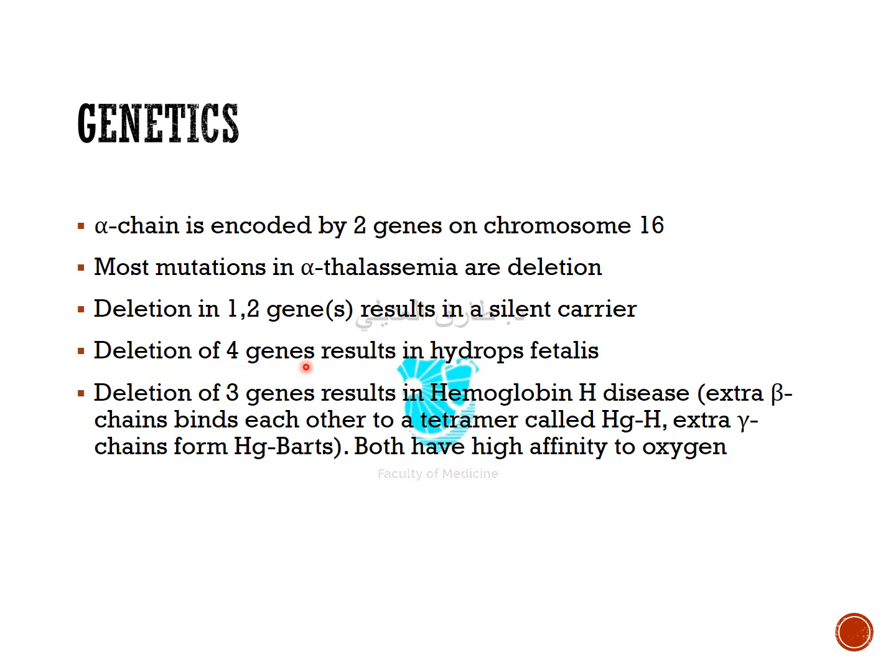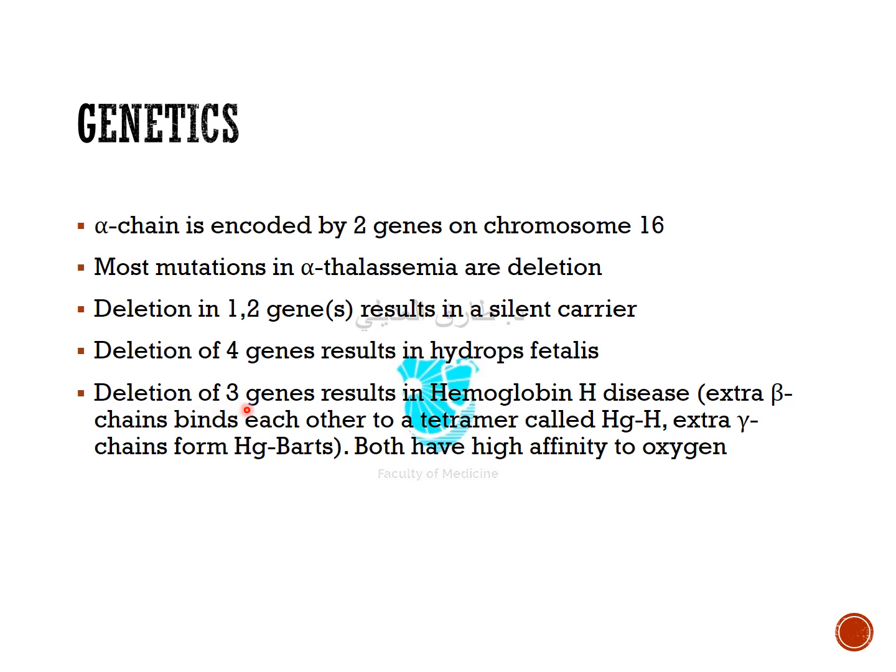Deletion of 4 genes is incompatible with life, because the patient will not have hemoglobin A, hemoglobin A2, or hemoglobin F. They are all absent because all of them need the alpha chain. So these patients die early inside the uterus or shortly after birth. We call it hydrops fetalis.